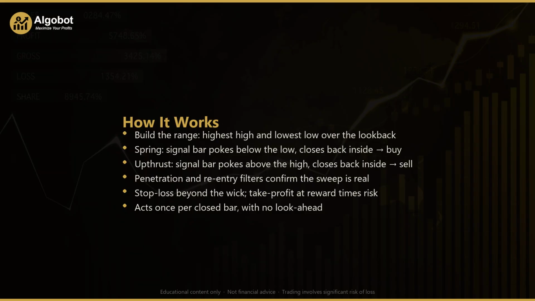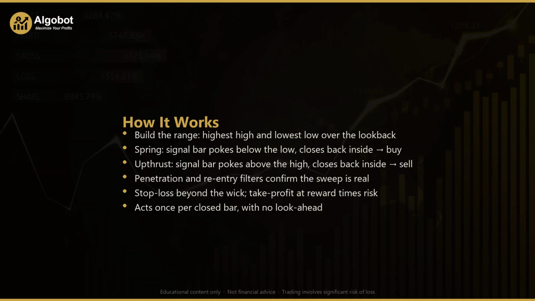The upthrust is the exact mirror. The high must exceed the range high by the penetration amount. The close must fall back inside the range by the reentry distance, and the bar must close lower than it opened. That combination triggers a short entry at the bid.